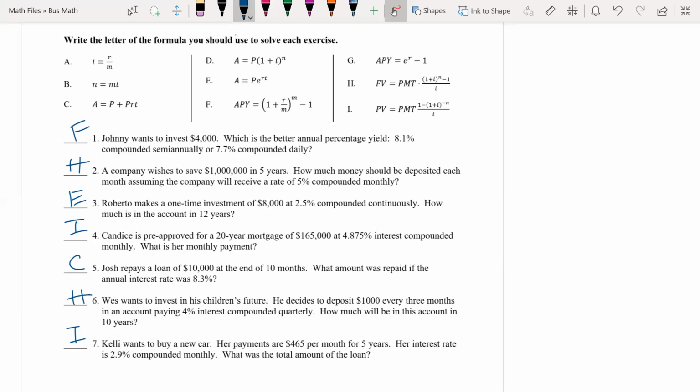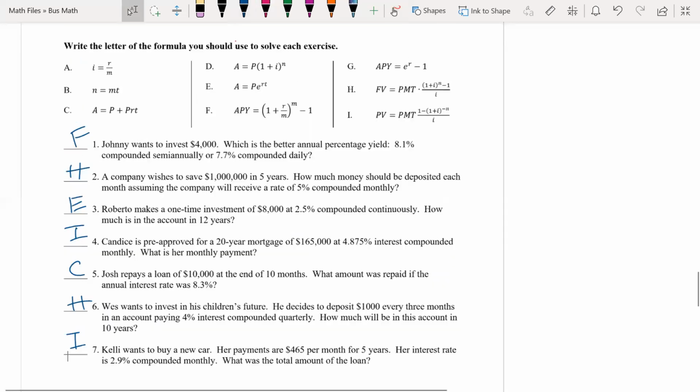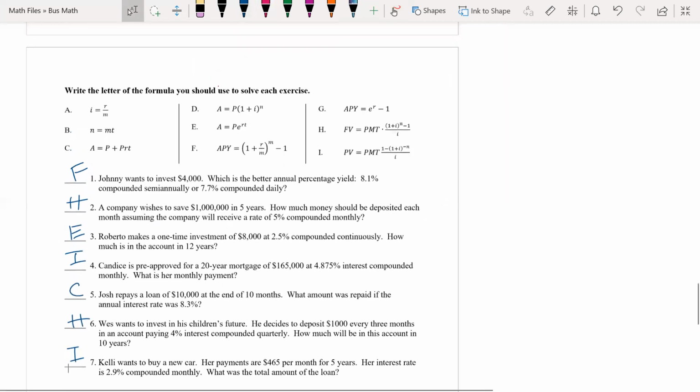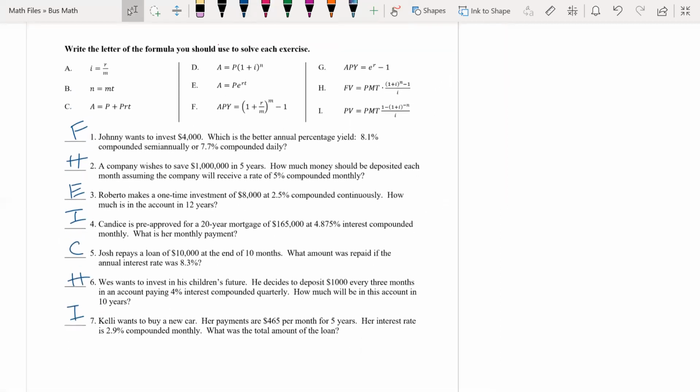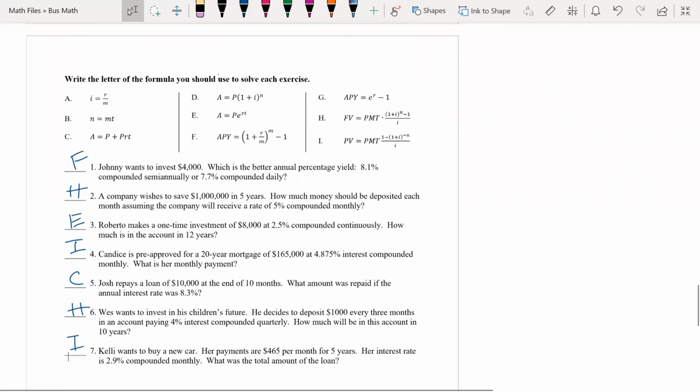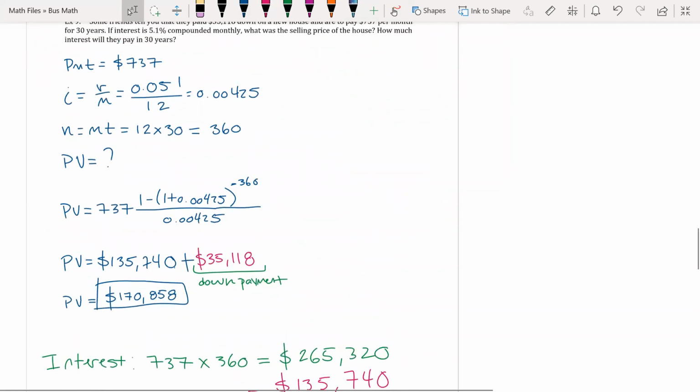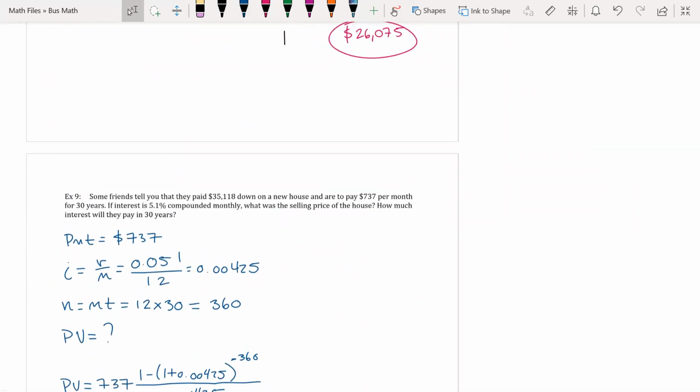All right. And there we have it. So just know what formulas to use when you're working these word problems. Okay. And that is it for 3.4. So our exam is on next Thursday. So this Tuesday coming up will be a review day. And next Thursday will be our third exam.